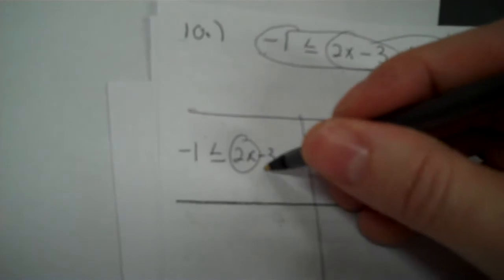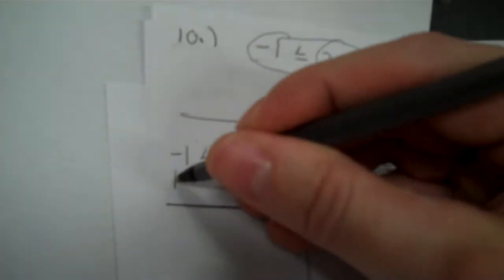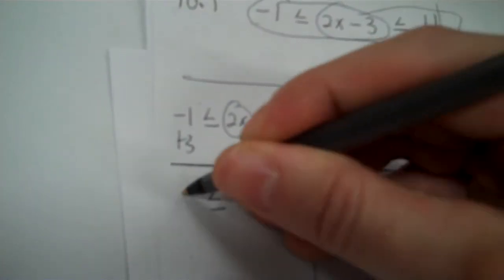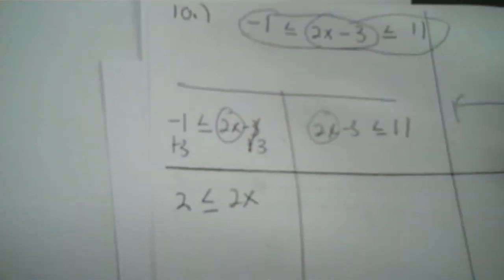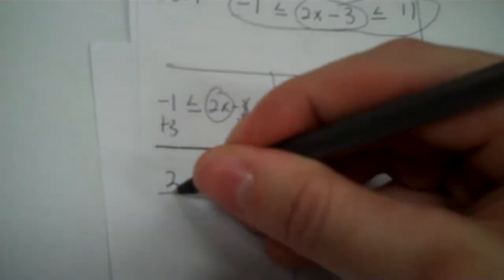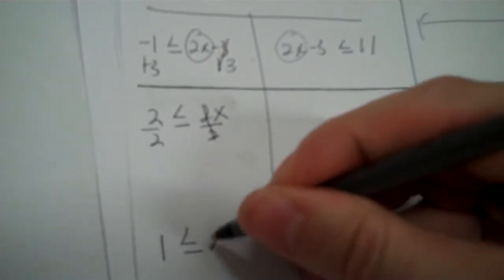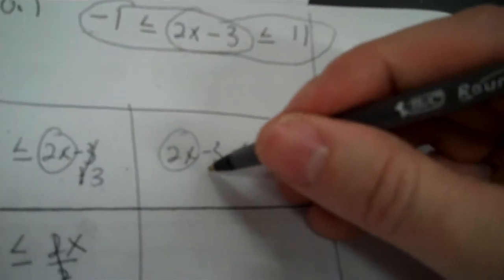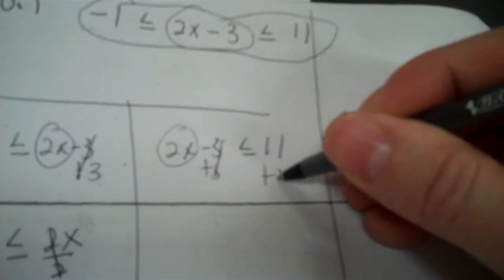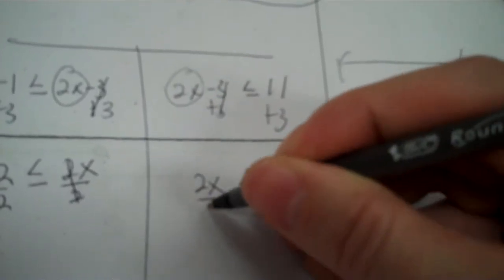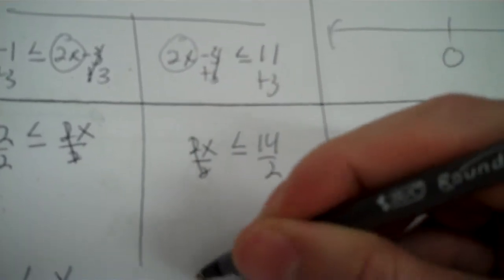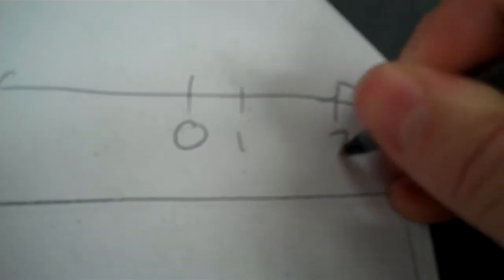Okay, get that minus 3 to a 0, add 3. Line your sign up, and that's 2, and that's 2x. Dividing by 2, that's 1, and then x. Now let's go over here. 14. Dividing by 2, x, and 7. Okay, now which way do I go? I plot the numbers 1 and 7.